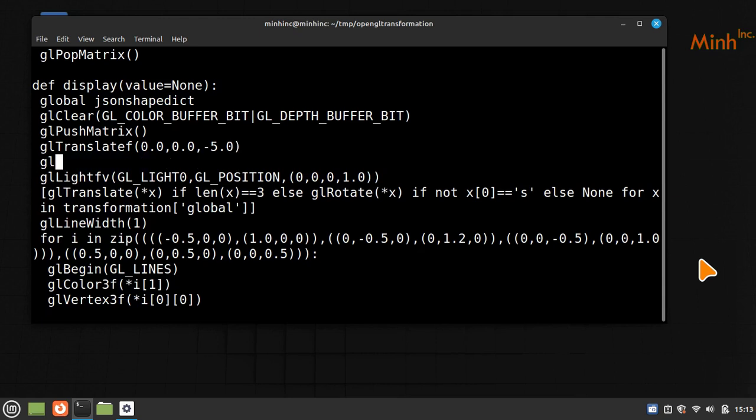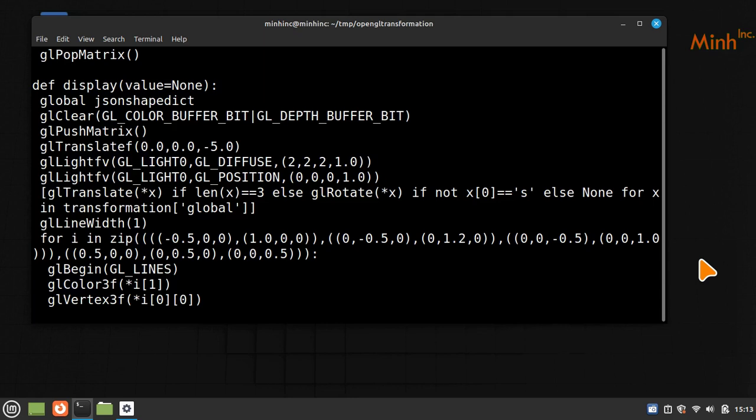Light should be of good intensity, so we'll add glLight GL_LIGHT0, GL_DIFFUSE as 2, 1.0. So the light would be nice, meaning I am making it bigger. That's it.